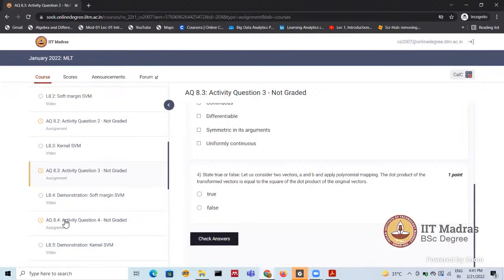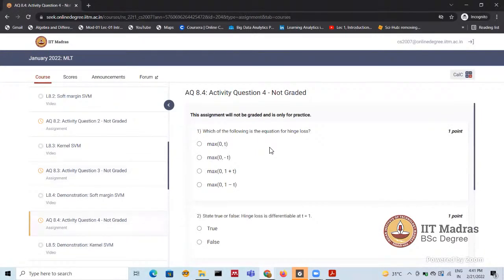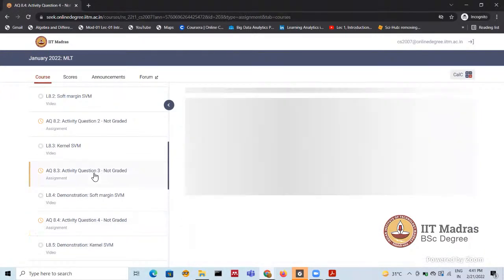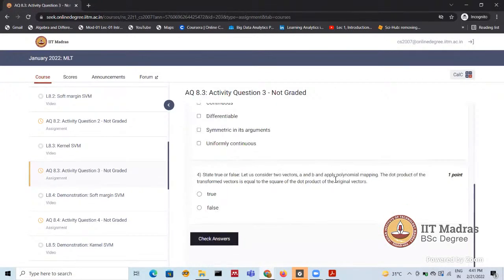So let's move to the next question. What is the answer for that? Can you please explain? I think it should be false because it's talking about polynomial mapping. What you do is, rather than taking the dot product in the new space, that kernel happens to be the square of the inner product in the original space. So that is what it means: the dot product of the transformed vectors is equal to the square of the dot product of the original vectors.